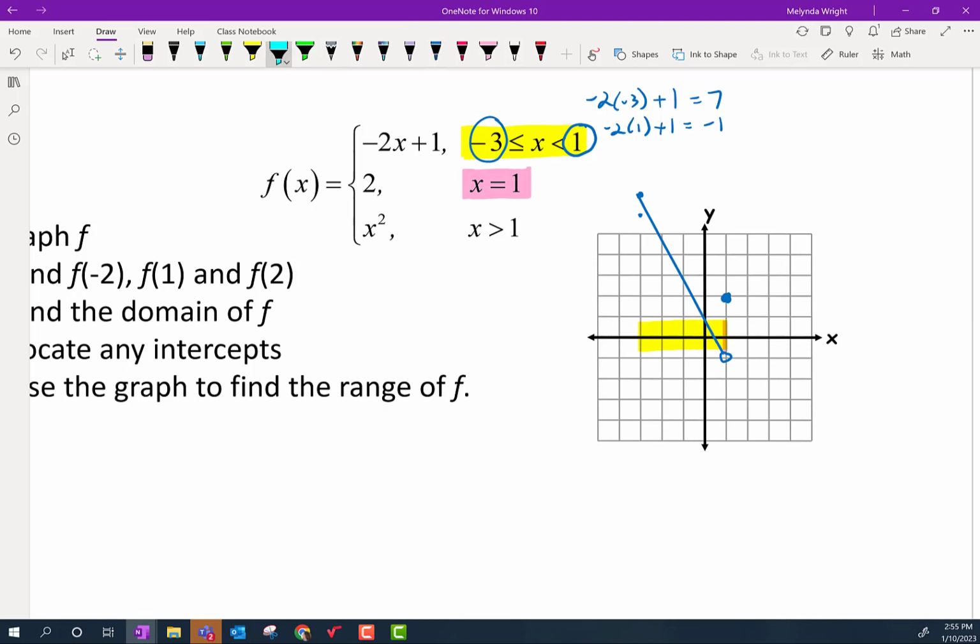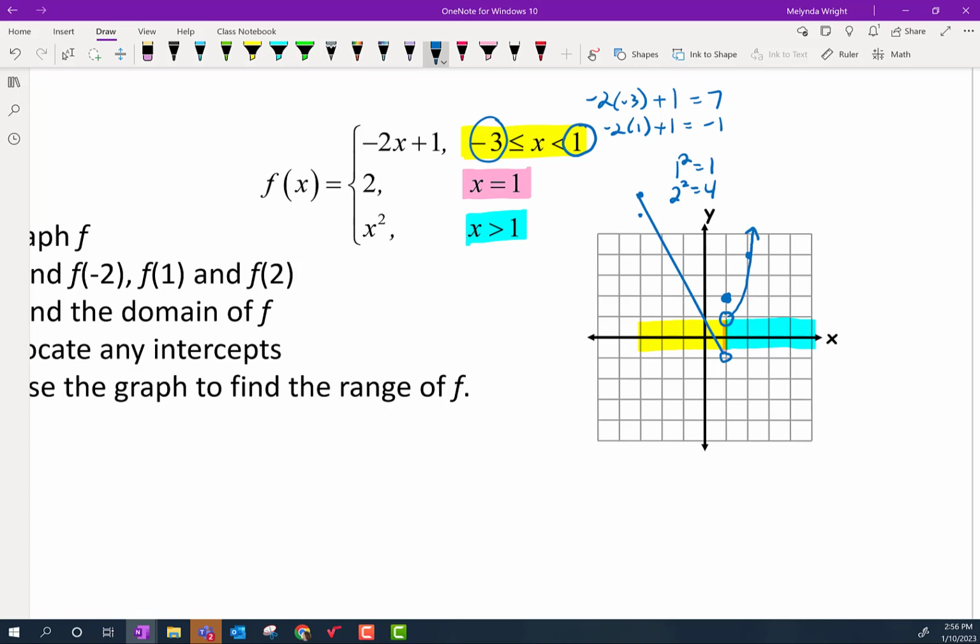The last piece is when x is larger than 1, so we're going to start at 1 and get bigger. And that's the parabola x squared. So what I would like to do is start at 1, so 1 squared is 1. So 1, 1, and that's a circle because it's not or equal to. Then I would do a 2, 2 squared is 4. So 1, 2, 1, 2, 3, 4. And it's just going to keep going up.